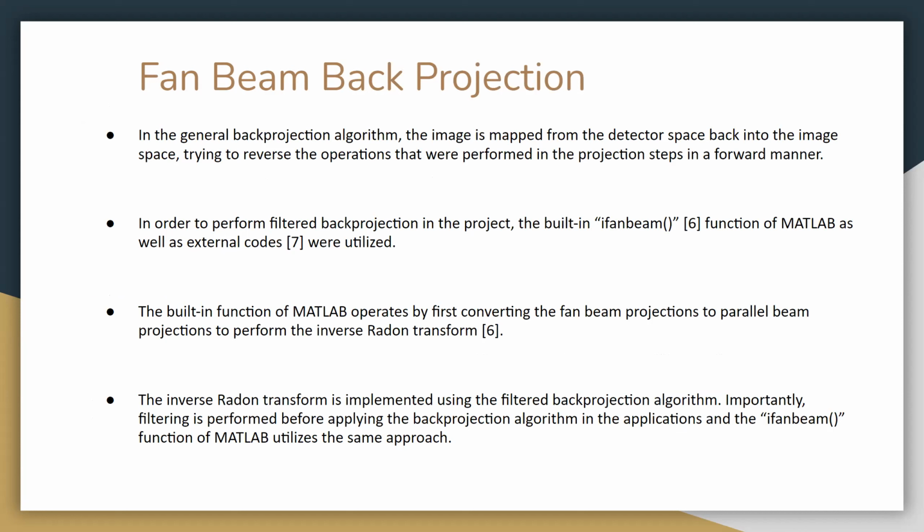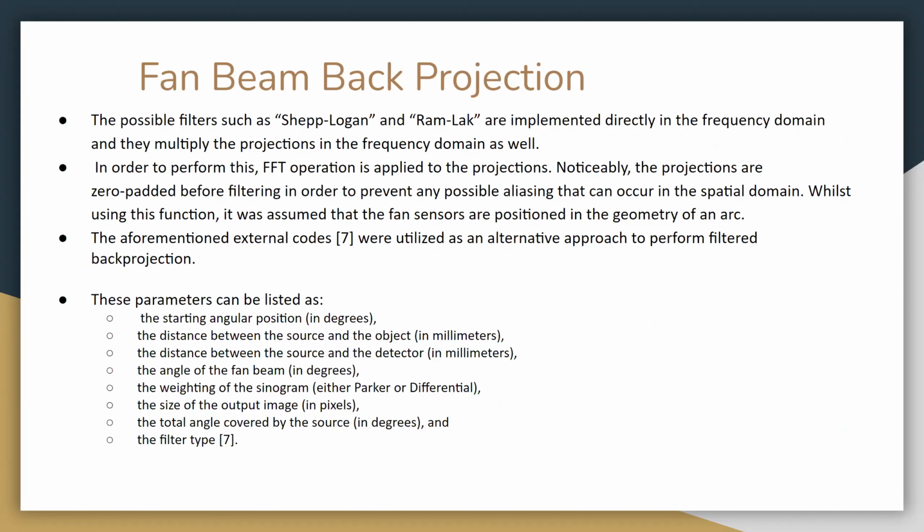Similar to FemBeam projection, the built-in iFemBeam converts the sinogram into a parallel beam structure. Then filters are applied, and lastly the function takes its inverse radon transform. The filters are Shepp-Logan and Ram-Lak, which are multiplied with the projections in the frequency domain. Aliasing is avoided by zero padding. In the alternative approach, filtered back projection is applied, and the parameters can be listed as the starting angular value, the size of the output image, the distance between the source, the detector and the object, etc.